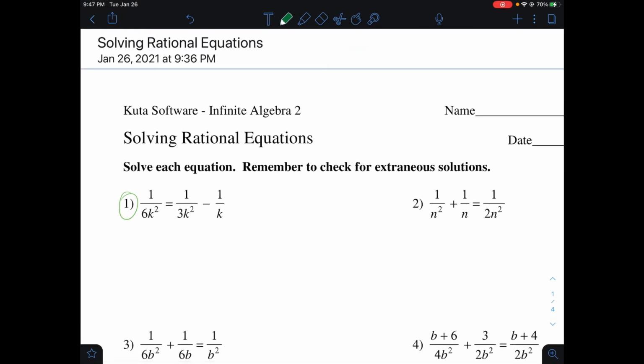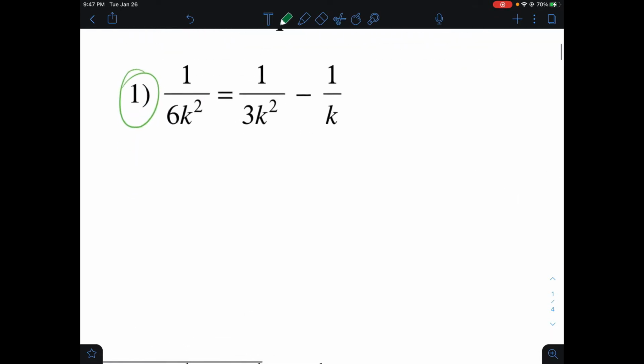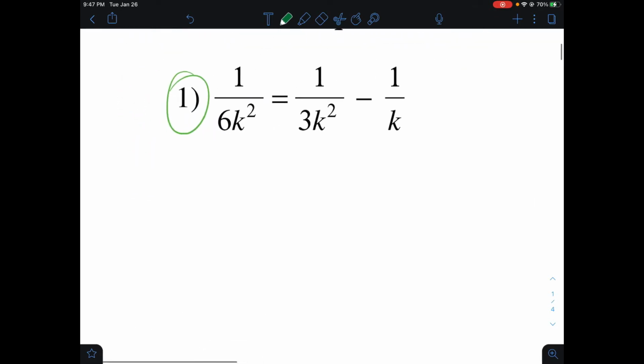This is posted on Canvas. Those of you who were in person should have the worksheet, so you could grab that. If not, feel free to print it off of Canvas or just do it on notebook paper. All right, so let's go ahead and try and solve this first one here.